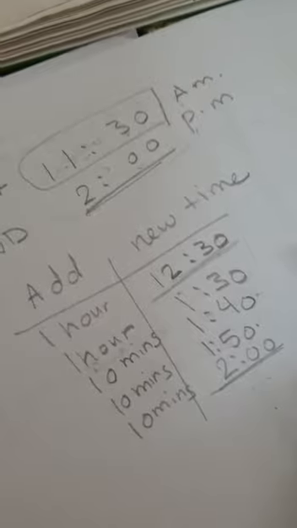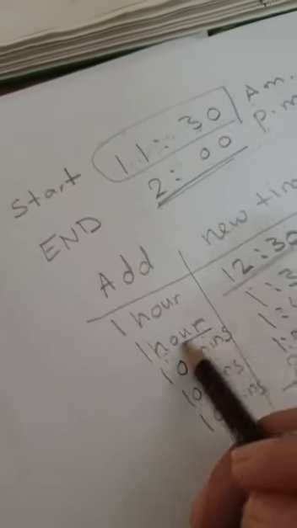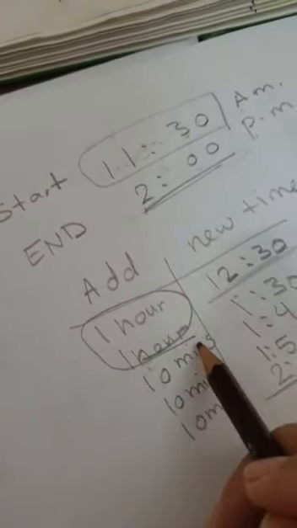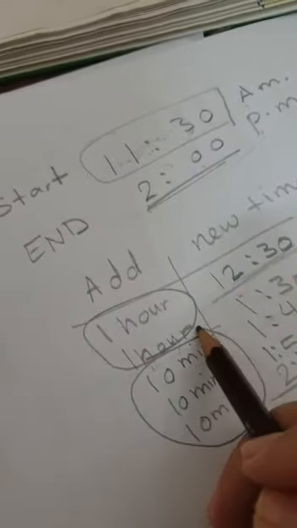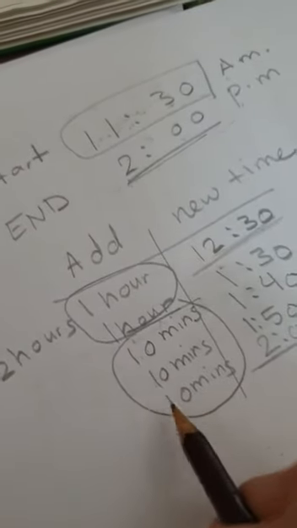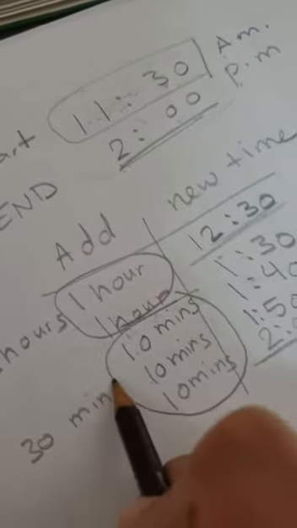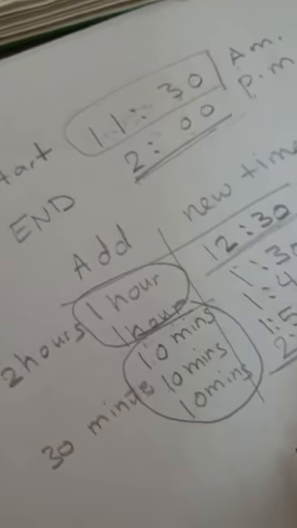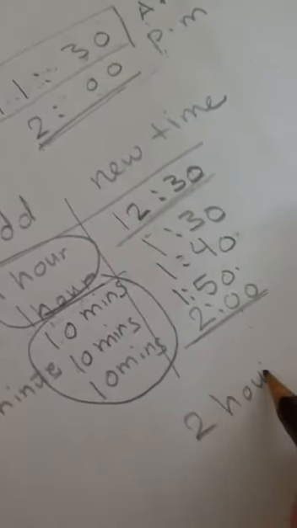So I will stop. Now the elapsed time, how will we get it? Circle around hours and circle around minutes. 2 hours. How many minutes? 10, 20, 30 minutes. So 2 hours, 30 minutes.